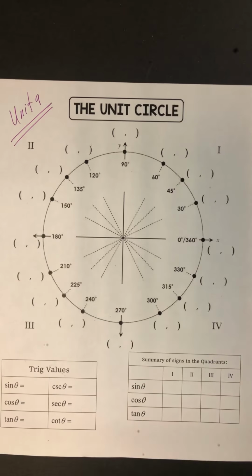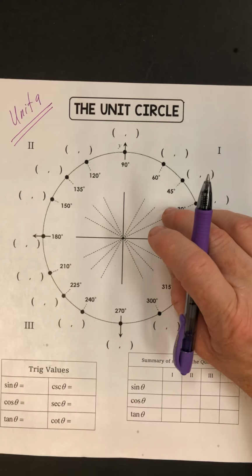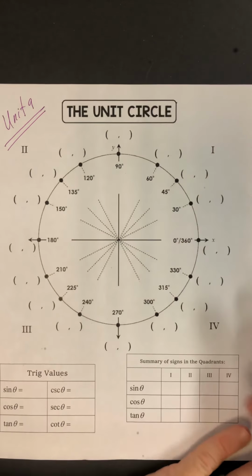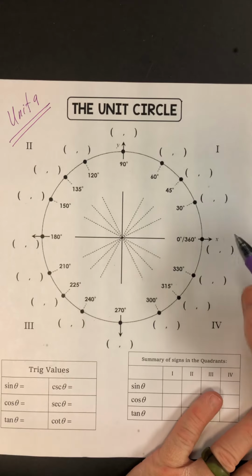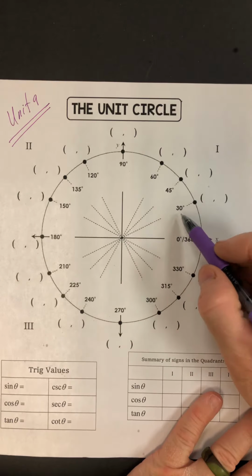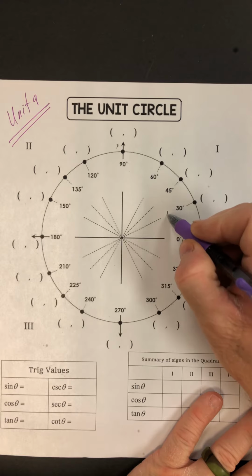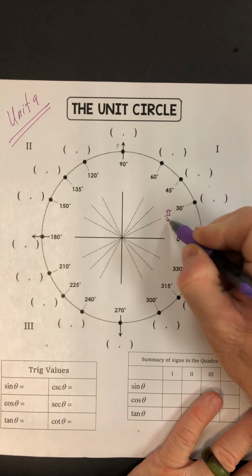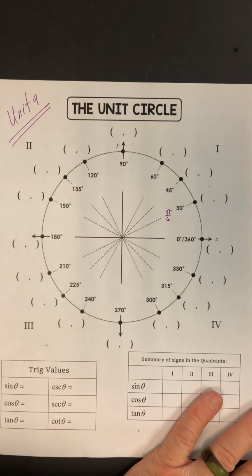Okay, I didn't do a video yet for the unit circle. This is something I want you to fill out. You get an idea of how the angles and the ratios match up. Let's start with 30 degrees. At 30 degrees, we know that radian measure is pi over 6. You can do the conversion or memorize that.